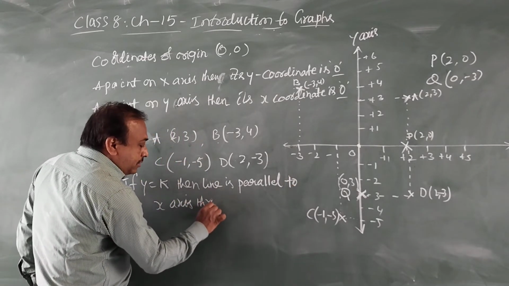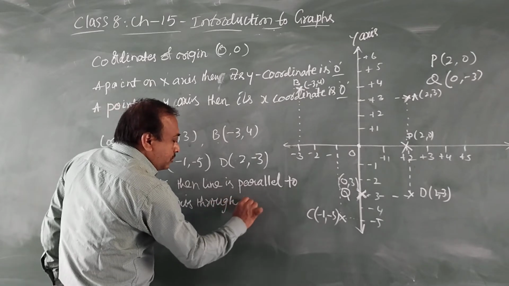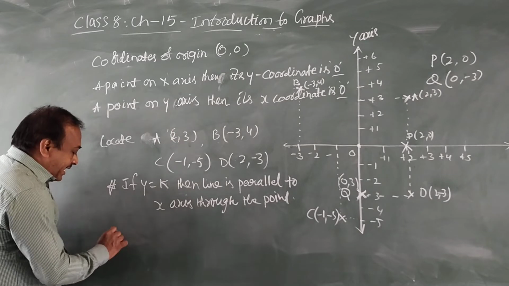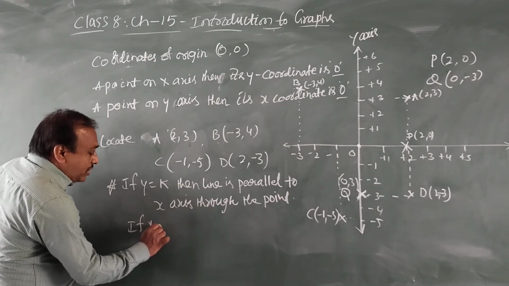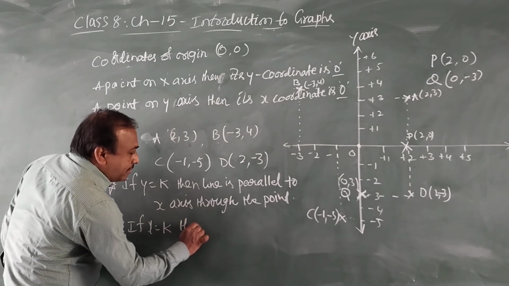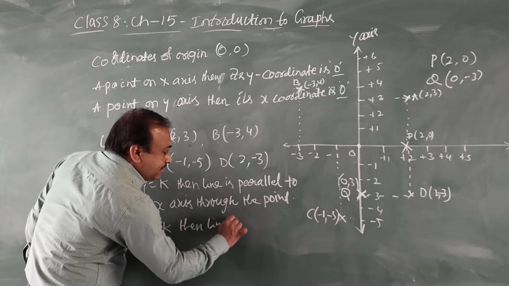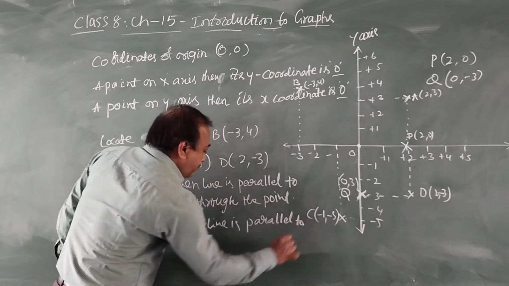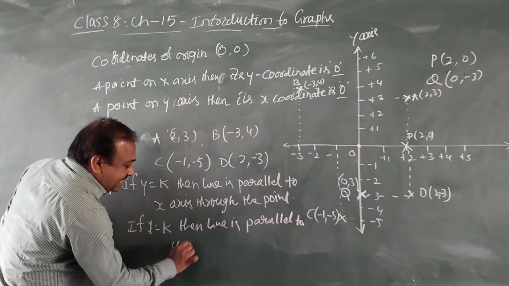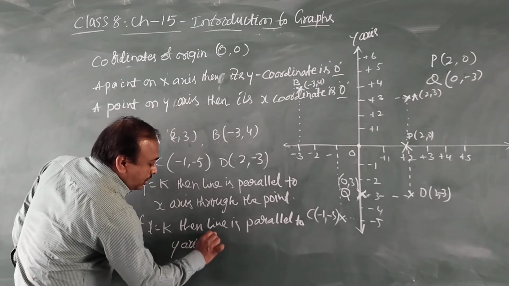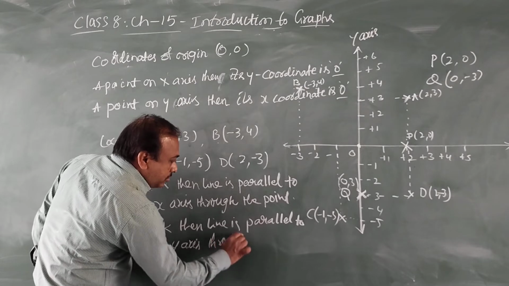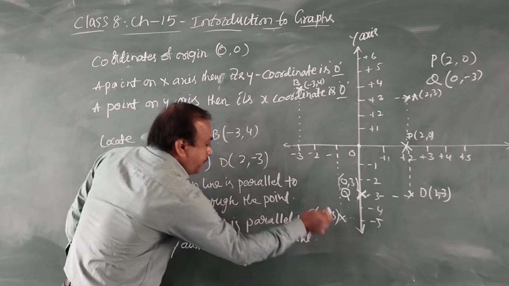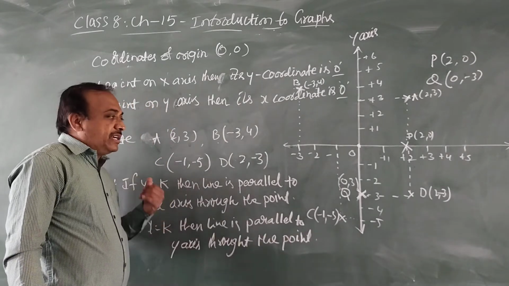Through the point. If x equals k, then the line is parallel to the y-axis through the point. I hope it is clear to you.